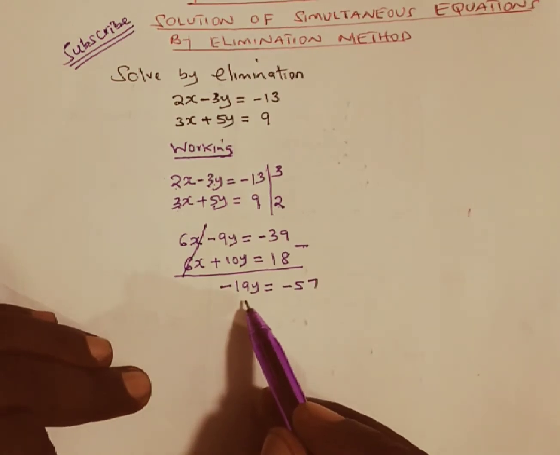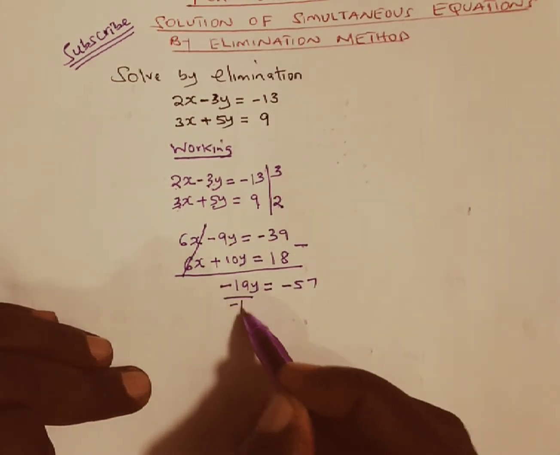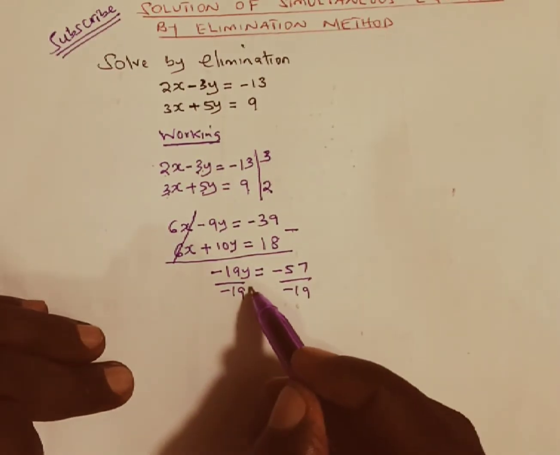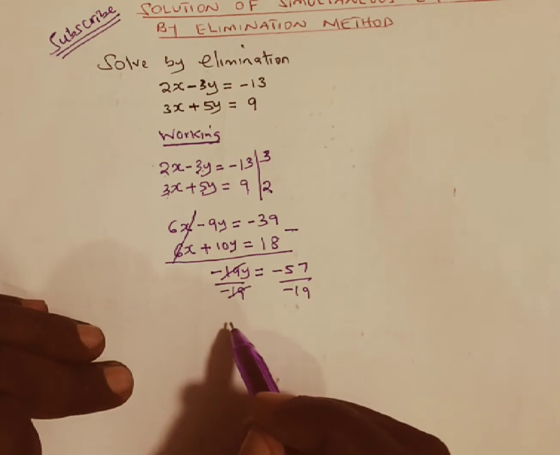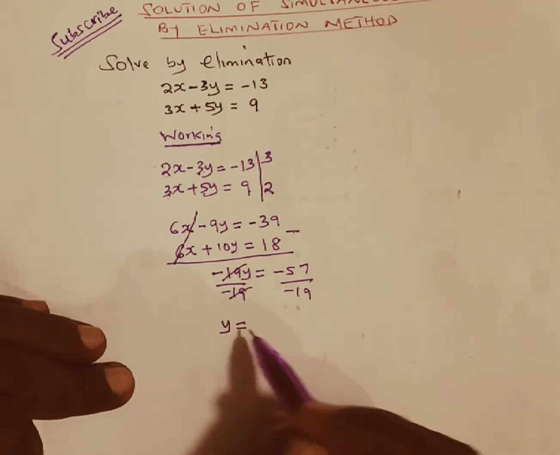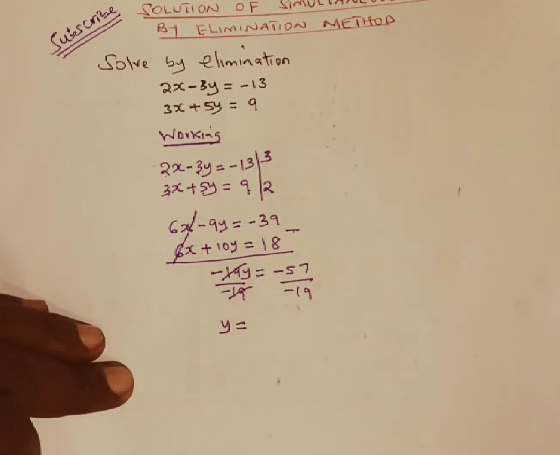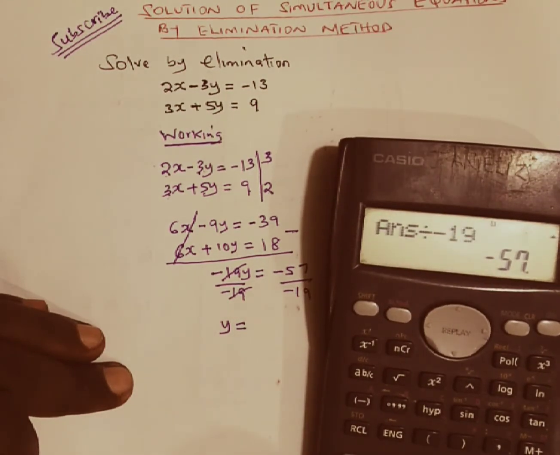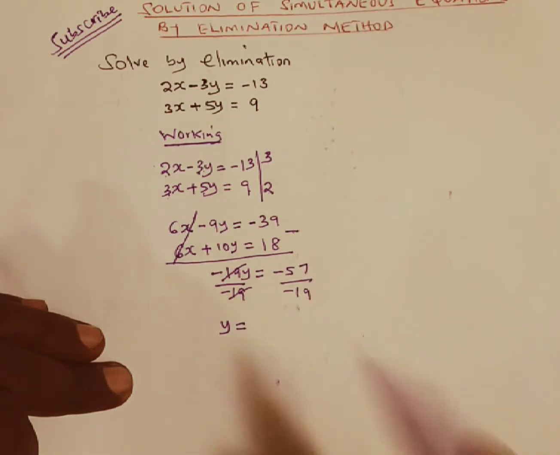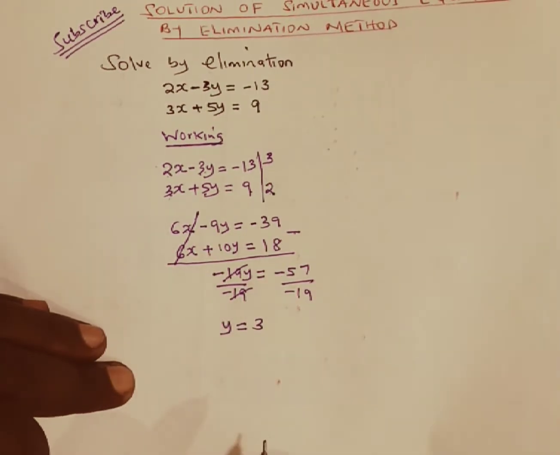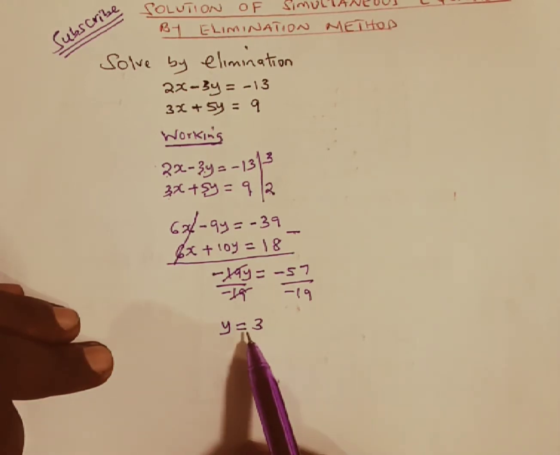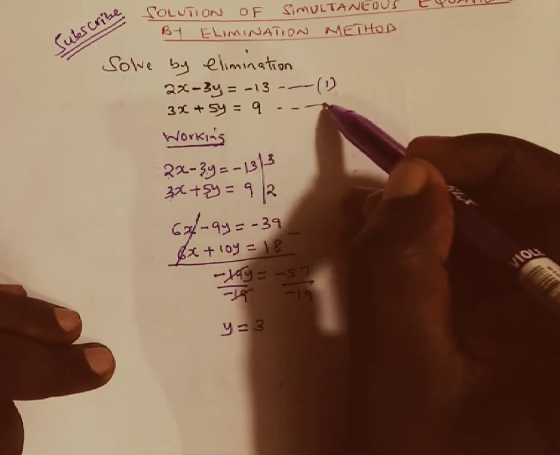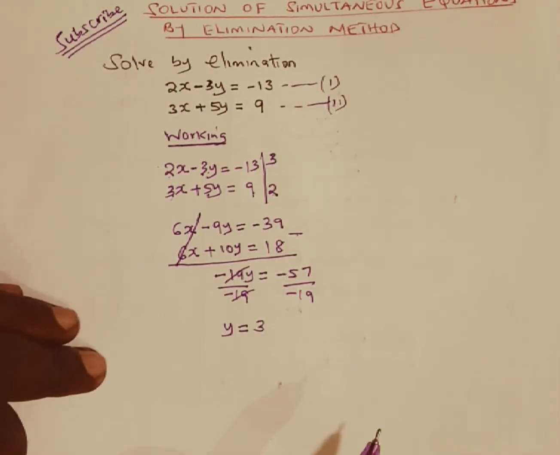So if you want to get the value of y, you divide by negative 19 on both sides, where negative 19 and negative 19 cancels to give us y, and y is going to be equal to negative 57 divided by negative 19, which is going to give us positive 3. So the value of y is 3. From there now, we can take the value of y in either equation 1 or equation 2 for us to get the value of x.